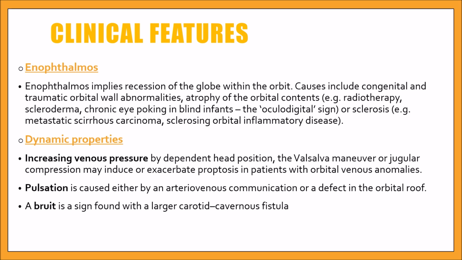Now, coming towards enophthalmos, it implies recession of the globe within the orbit. Causes include congenital and traumatic orbital wall abnormalities, atrophy of the orbital contents, for example radiotherapy, scleroderma, chronic eye poking in blind infants, for example in oculodigital sign, or sclerosis, for example metastatic serous carcinoma, sclerosing orbital inflammatory disease.